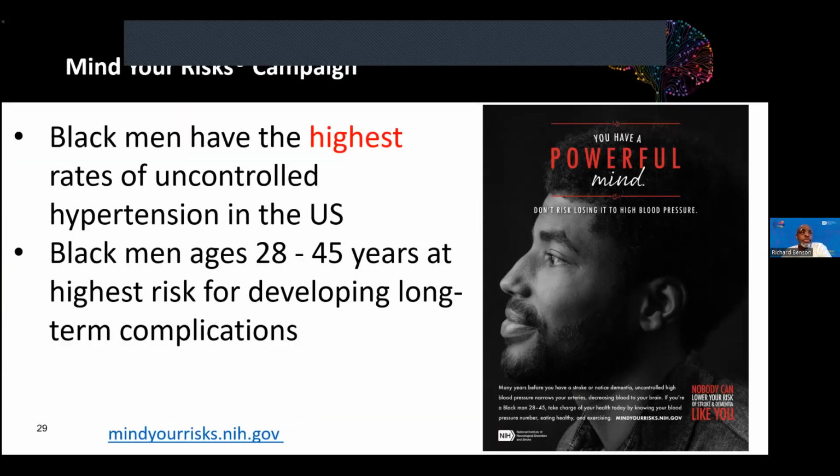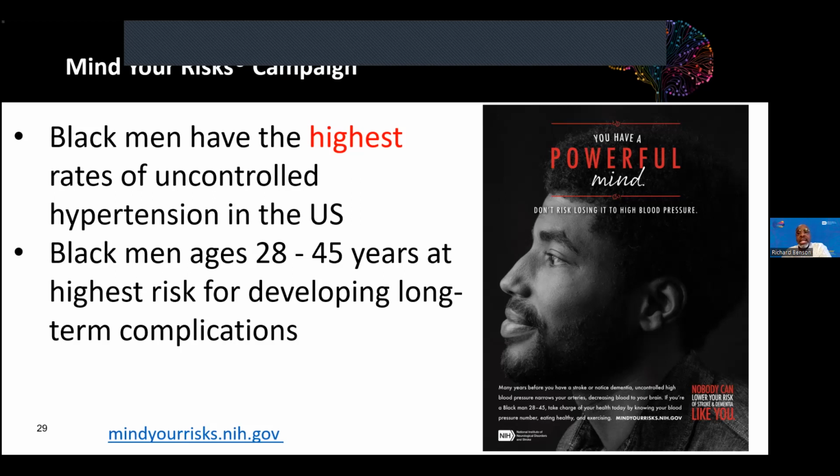We had several different focus groups with an average of 20 to 30 people, where we tested certain campaigns and certain taglines to see what would get people to change their behavior. We have this information on the Mind Your Risk website, listed here on the slide, mindyourrisk.nih.gov. If you go to that website, you can see some of this information.